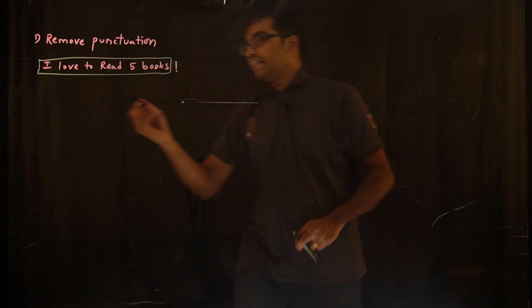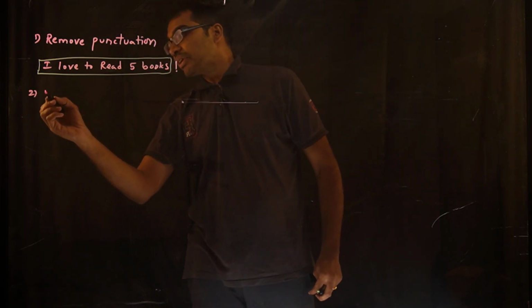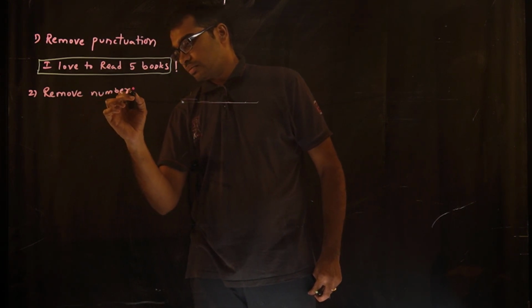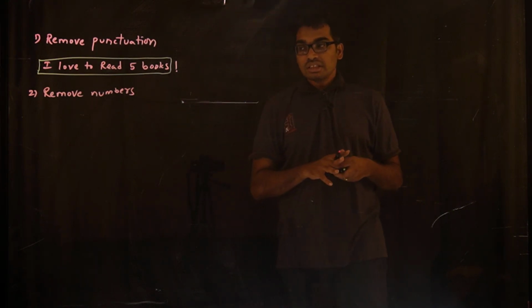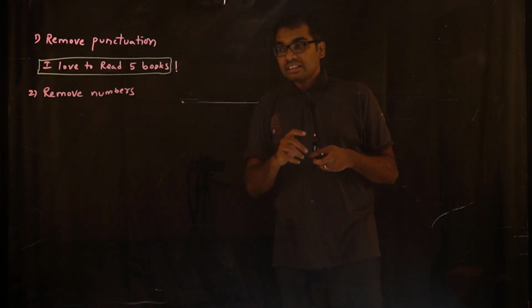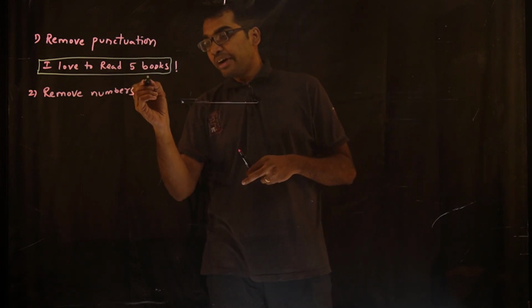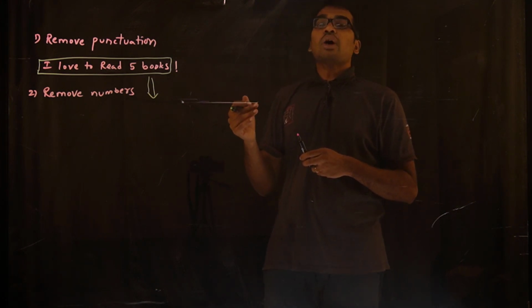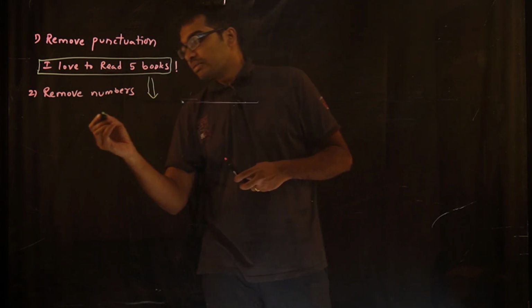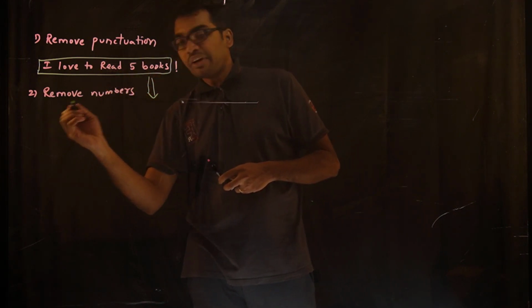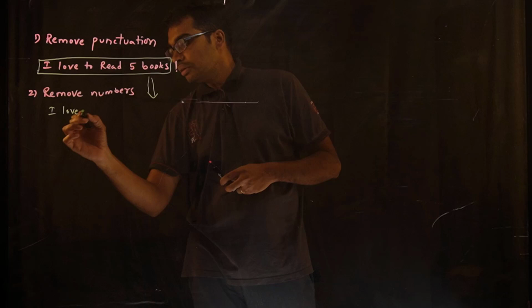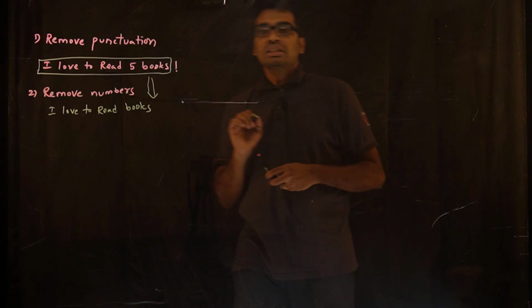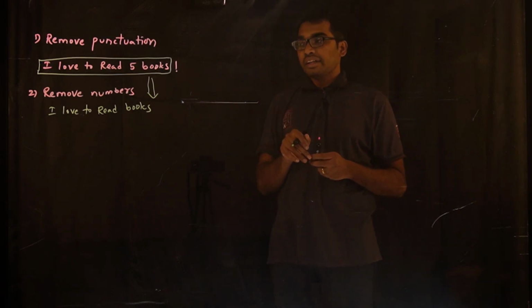The second preprocessing technique is removing the numbers. Take the same example: I love to read 5 books. Sometimes it may not be required to handle the numbers. If I remove the numbers, I get I love to read books as the answer. That's the simplest way to handle removing the numbers.